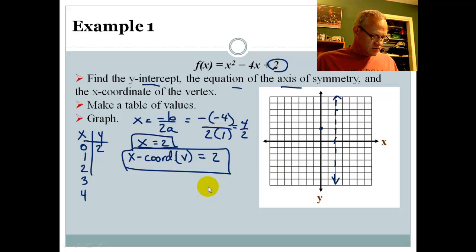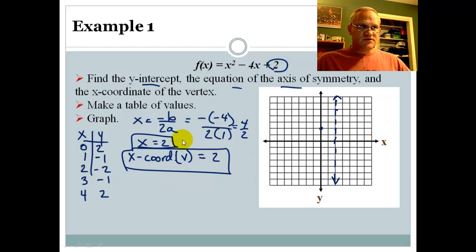All right, so when I look at my table here, I've got 0, 2 from my calculator. I've got 1, negative 1. I've got 2, negative 2. 3, negative 1, and 4, 2. And you should see that these reflect across this axis of symmetry over here.